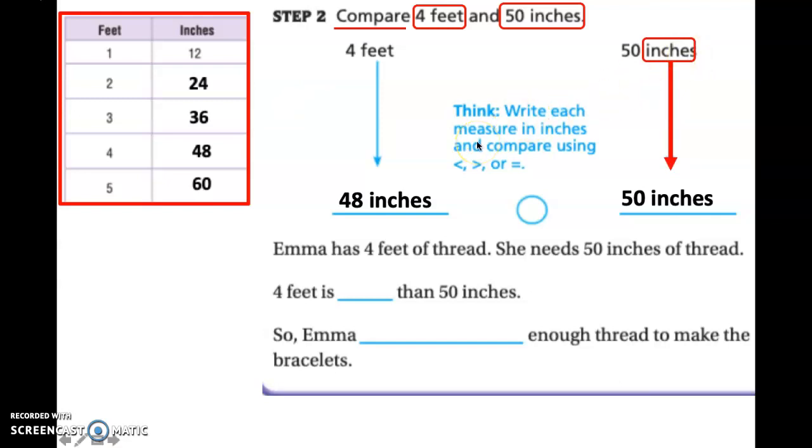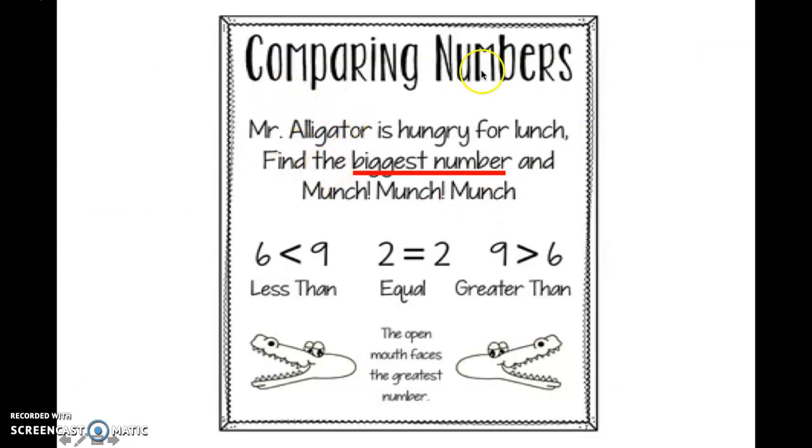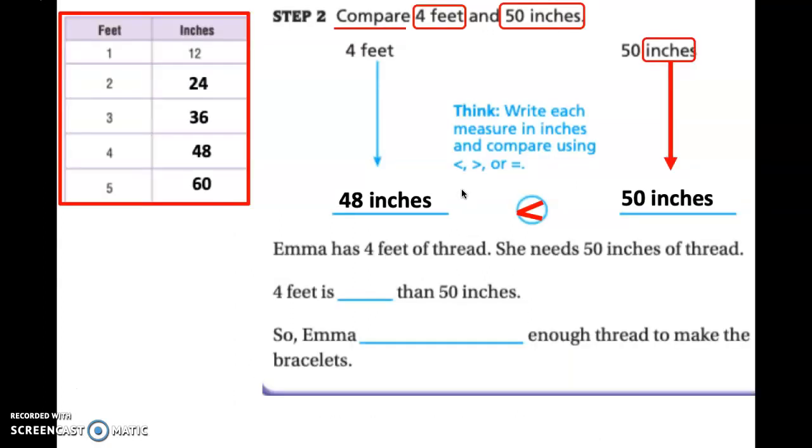Now I need to think. Write each measure in inches and compare using greater than, less than, or equal to. When we compare numbers, I like to think of my little rhyme. Mr. Alligator is hungry for lunch. Find the biggest number and munch, munch, munch. If you like to think of Pac-Man, think of the Pac-Man eating the bigger number. So I know that 50 inches is greater than 48 inches. So I'm going to put the greater than symbol.